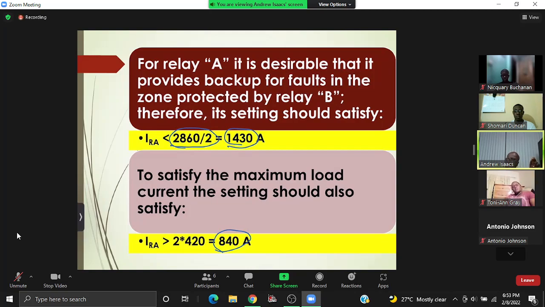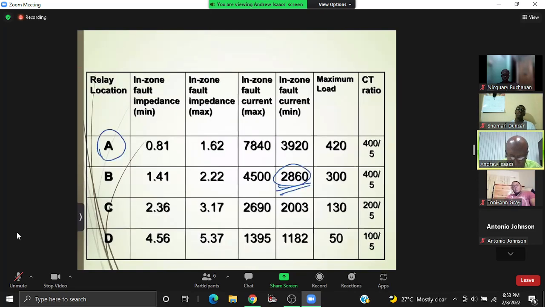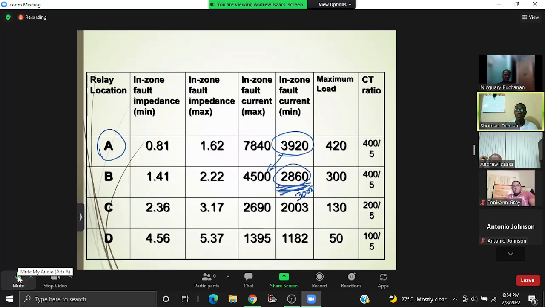So at A, we are saying that it must be able to operate in the event B does not operate for its smallest fault. If I didn't do that, students, look at what would happen. If I were to set A based on 3920, you realize how close 3920 is to the maximum fault that B sees. So if I had put it at 3920, B could have been experiencing a fault at 2860, or 3000, for example. Question, wouldn't that 3000 amperes be passing through A? Yes, sir. But A's minimum fault is 3920. So it wouldn't have been providing much help to B.